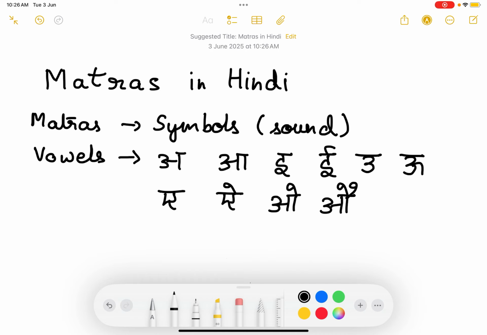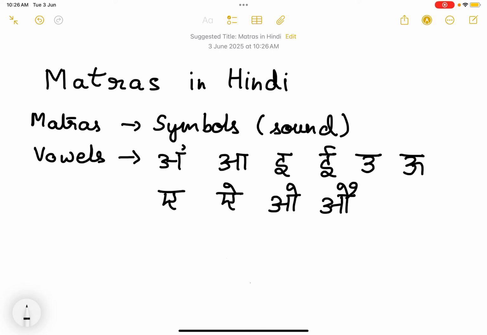Now, all these vowels except the first one, a. Okay, all other vowels except a have a matra. All these vowels have a matra or a symbol that carries the same sound as the respective vowel.